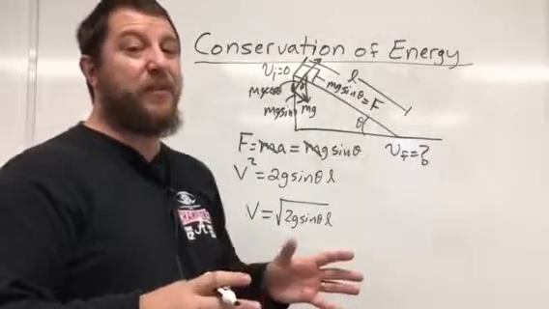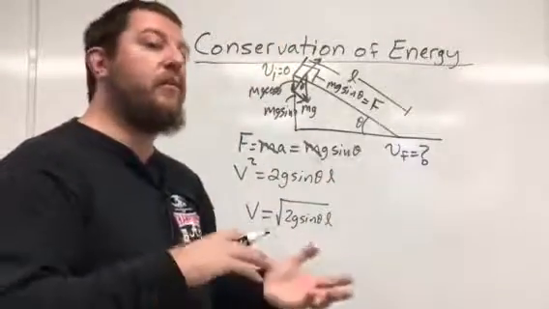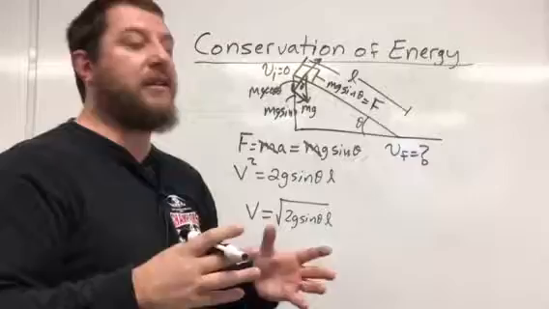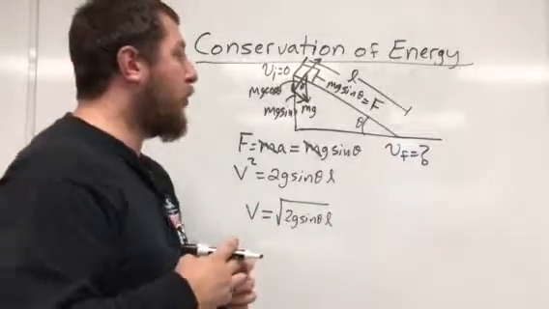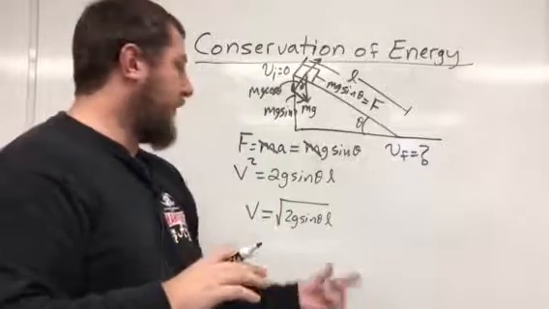I didn't even set up F equals ma in the vertical direction in this case, because without friction, the normal force and mg cosine theta cancel out, and they really don't play a role in the final velocity down here. But now notice something, okay?